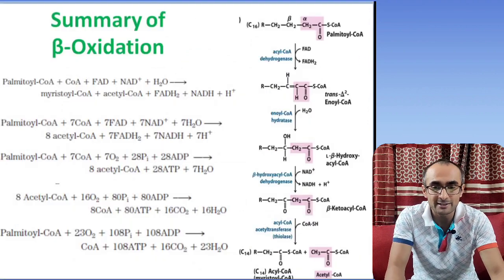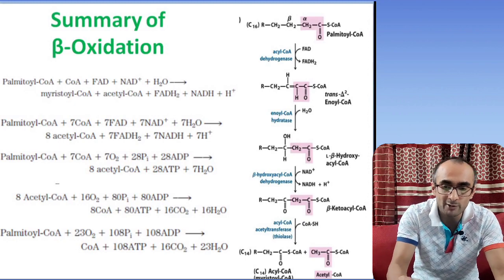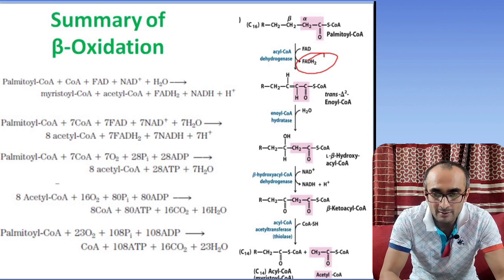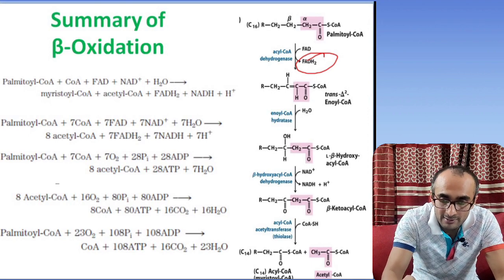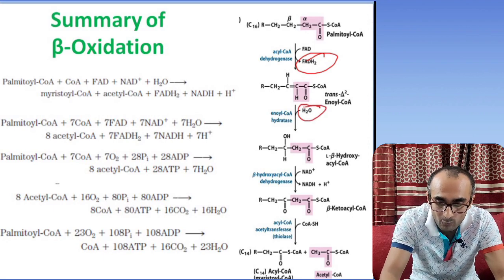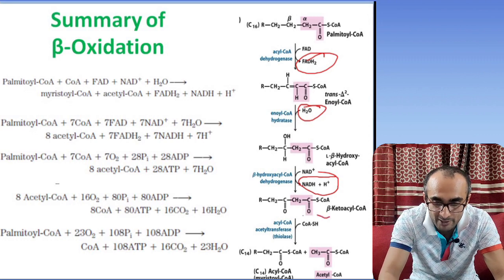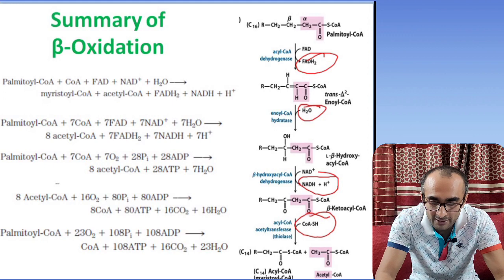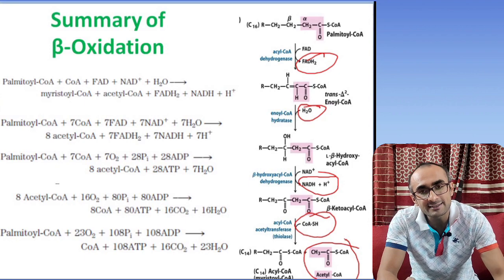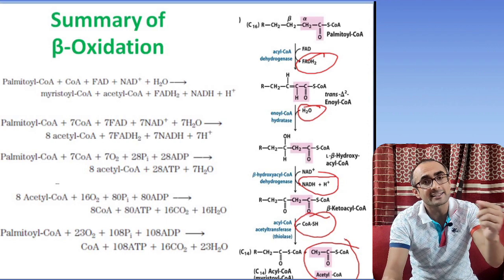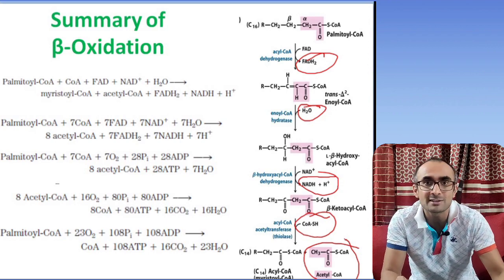And if you summarize beta oxidation, what did we get from beta oxidation? In the first step we got one FADH2. In the second step one water was used. In the third step one NADH and H plus was produced, and in the fourth step coenzyme A was used, and finally we got acetyl coenzyme A. And this acetyl coenzyme A enters into the TCA cycle. It reacts with oxaloacetate to form citric acid and the TCA cycle continues to give energy to the cell.